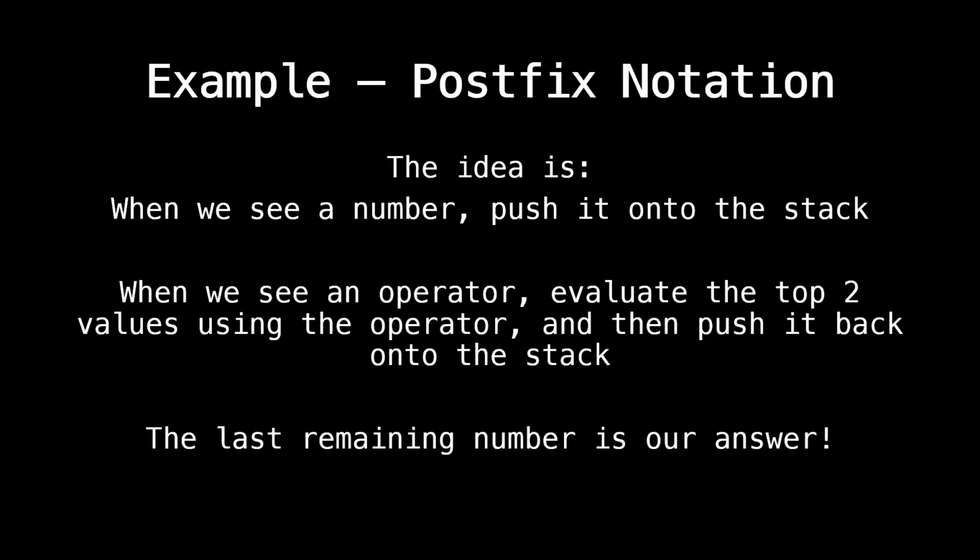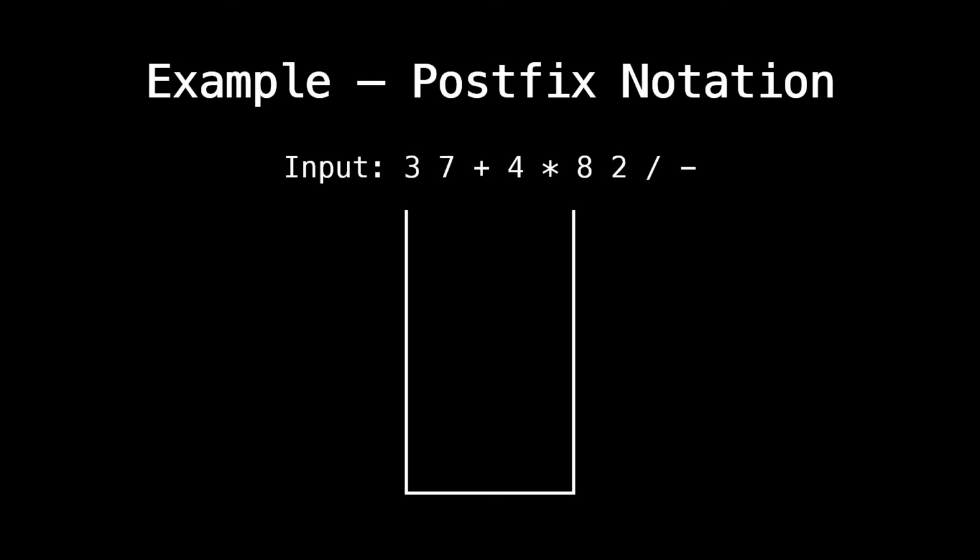Let's see how we do this. So the idea really is when we see a number, push it onto the stack. And when we see an operator, evaluate the top two values using the operator, and then push the result back onto the stack. The last remaining number is going to be our answer. So take this really large expression, for example. What does the answer evaluate to? Remember our rules were: whenever we see a number, push it onto the stack. And when we see an operator, evaluate the topmost elements, and then push that new value onto the stack.